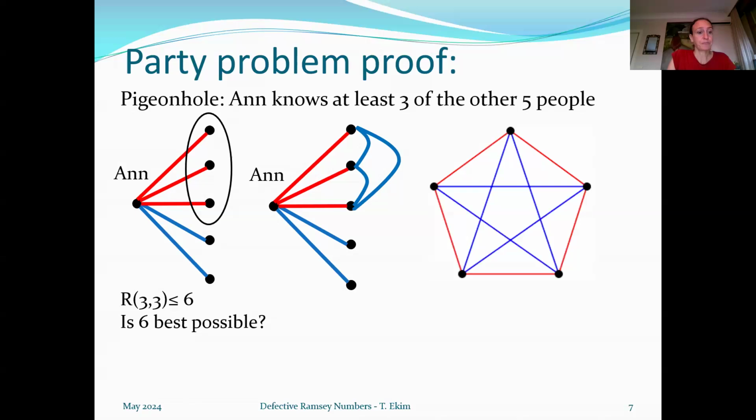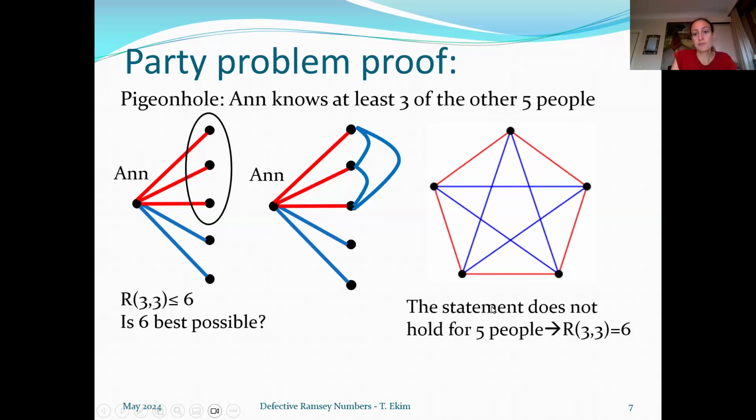Is 6 best in that sense? Well, yes. And to show that this is the best possible, we need an example that we call an extremal graph. Here is a complete graph on 5 vertices whose edges are colored red or blue, and it doesn't contain a red triangle nor a blue triangle. So here we prove that the Ramsey number of order 3, 3 is 6.